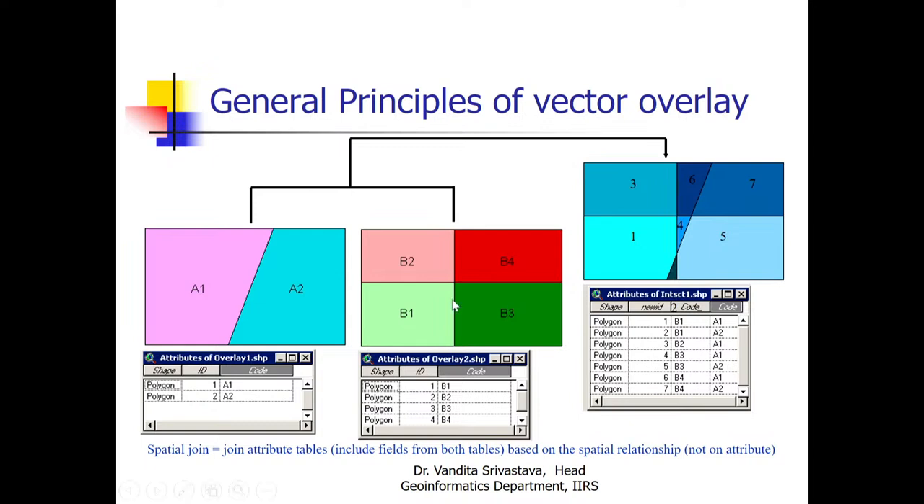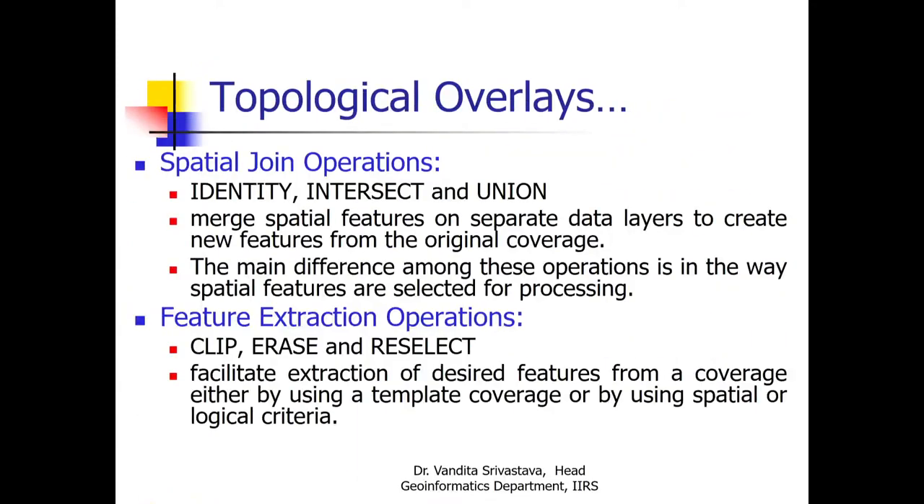So this is a general principle, and all the attributes or maybe some of the attributes of the two maps are copied to the output. That is a generic statement, but this will vary from one operation to another based upon what type of operation it is. So there are usually two categories: spatial join operations and feature extraction operations.